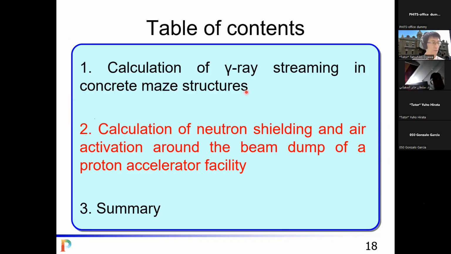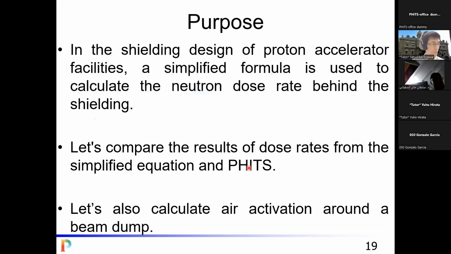So we have finished the first part, gamma ray streaming in concrete maze. Let's go on to the second part, calculation of neutron shielding and air activation around the beam dump of a proton accelerator facility. In the shielding design of proton accelerator facilities, a simplified formula is used to calculate the neutron dose behind the shielding in the same way as gamma facilities. Let's compare the result of dose rate from the simplified formula and FITS.